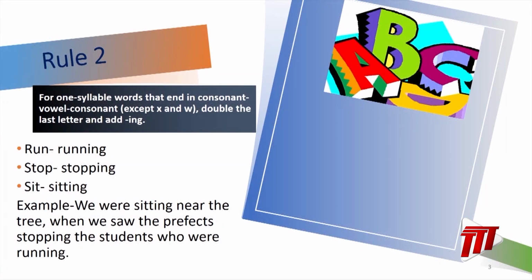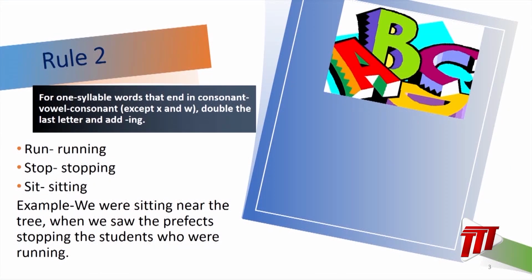If we were to use these words in a sentence, we would have, we were sitting near the tree when we saw the prefects stopping the students who were running. I'm sure that this has happened at your school before. And by using the spelling rule correctly, you can convey the information in your sentence accurately.